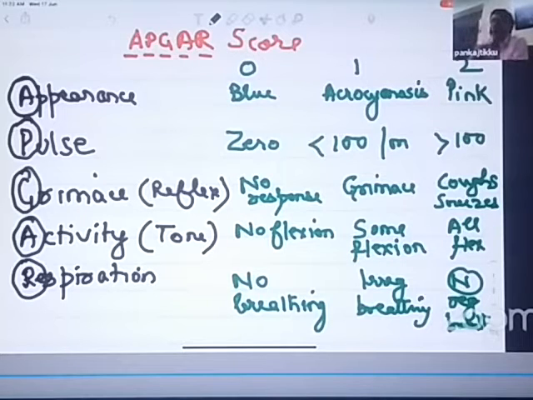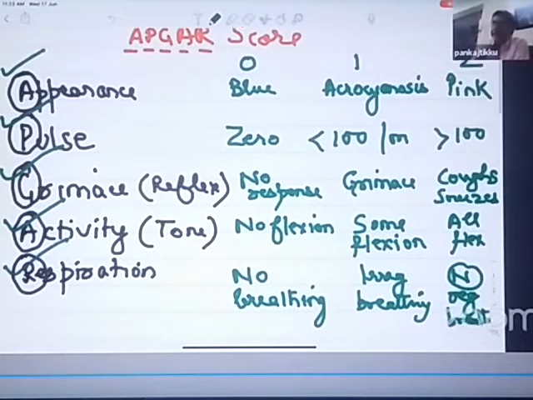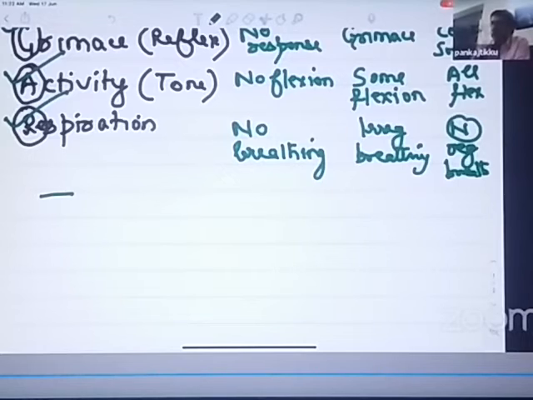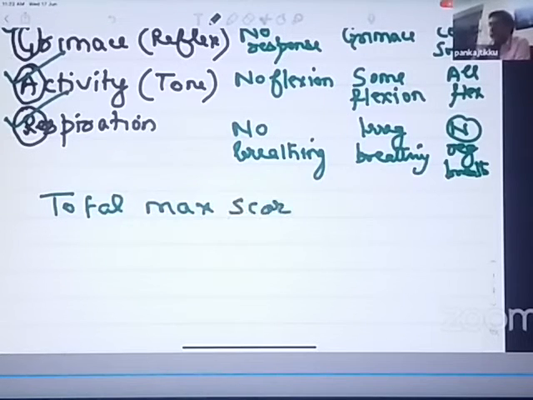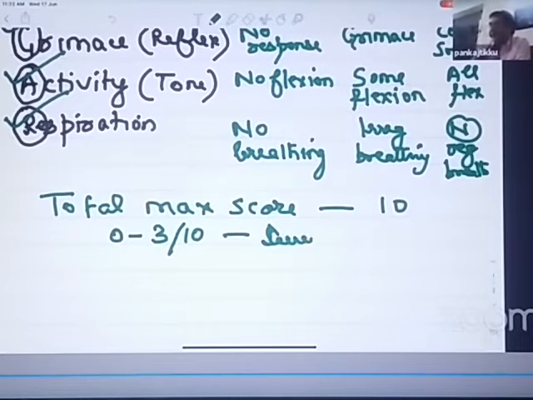So maximum score of 2 for appearance, maximum score of 2 for pulse, maximum score of 2 for grimace, maximum score of 2 for activity, and maximum score of 2 for respiration. So finally, what is the total score? The total maximum score that you give is out of 10. Any child who scores between 0 to 3 out of 10, the child is considered to be severely depressed.